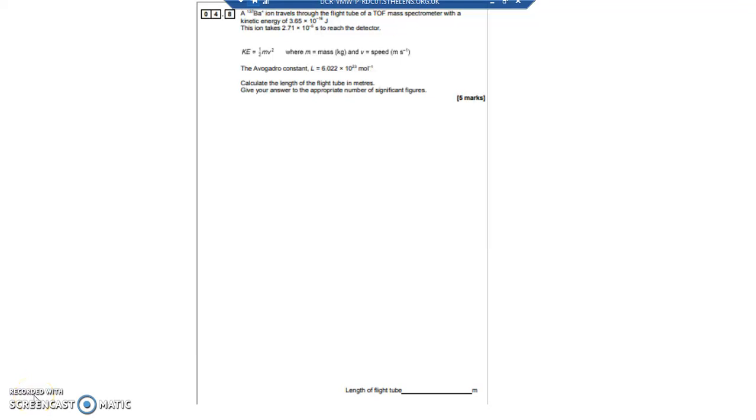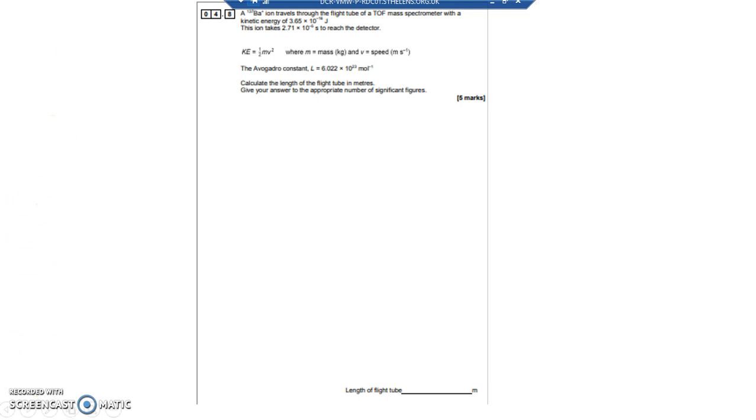Question 4.8 is about a barium 1+ ion with a mass of 137. And what's it tell you? Kinetic energy equals half mv squared, where m is the mass of one particle in kilograms, and v equals the speed. You've got Avogadro's constant, so you're obviously going to use that to work out the mass of one particle. So what have we got?